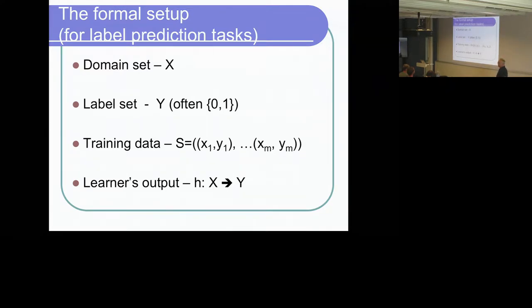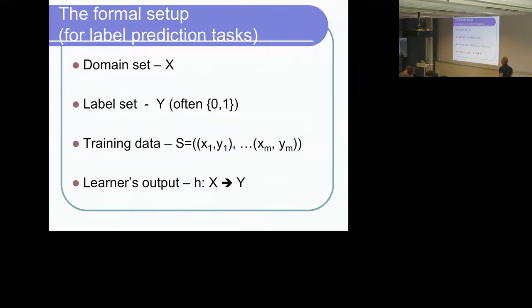So we have a domain set. The domain set is going to be not emails, but the vectors of features that you extract from them. So the domain set is going to be a more well-defined mathematical object. It's not the patient, but it's the vector of tests that we feed to the program. And then we have a label set, and in our case, if we have just two classes, then we can assume that it's 0 and 1, either sick or not sick, either fraudulent or legal transaction, and so on. So it's either 0 or 1.